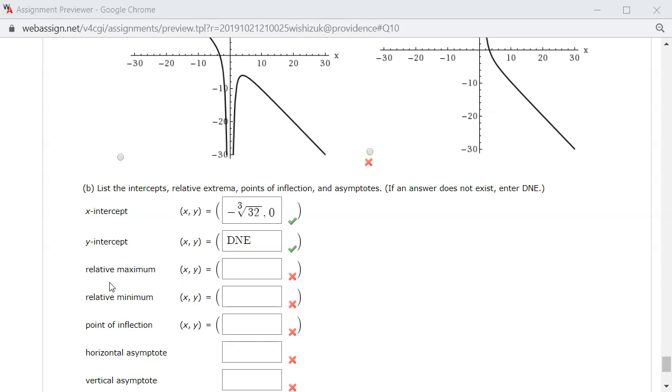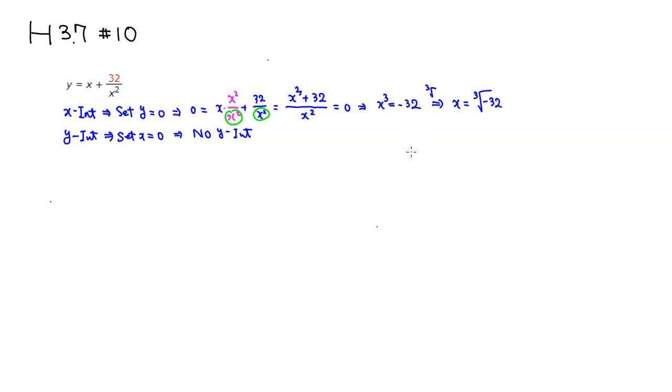Next, we need to find the local maximum and the local minimum. So let's do that. We need to take the derivative. I'm going to rewrite this function as x plus 32x to the negative 2 power, because x squared is sitting on the bottom. If you take the derivative, y prime, the derivative of x is 1. And for the other term, put the negative 2 in front, so negative 64x, and then subtract 1 from the power, so it's negative 3.